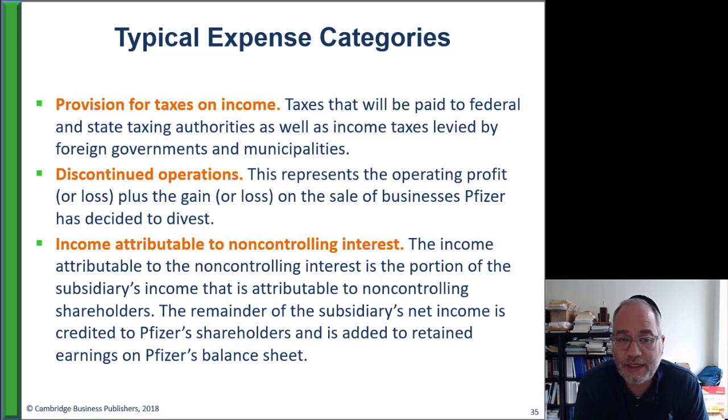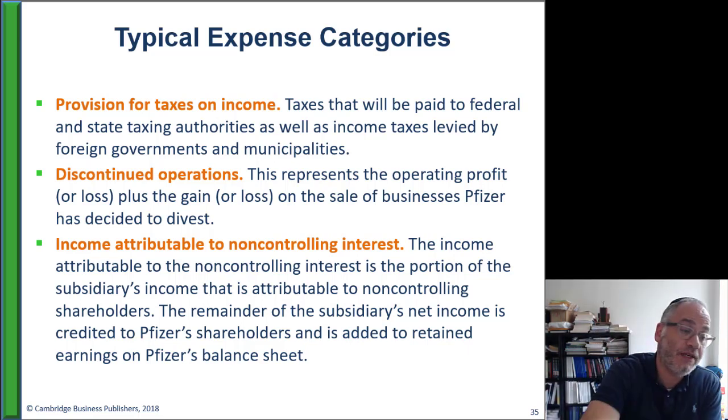So this is an important item, and what you'll typically see at the bottom of an income statement is consolidated net income minus income attributable to non-controlling interest equals income attributable to parent. And it's important to understand what these numbers mean.